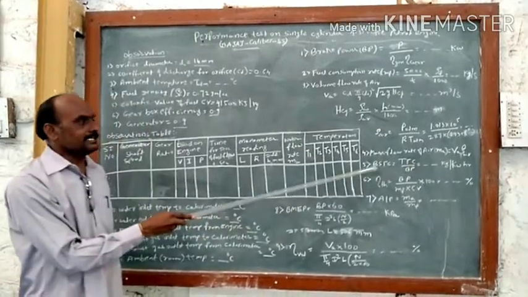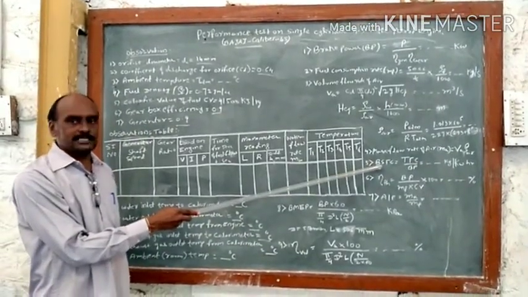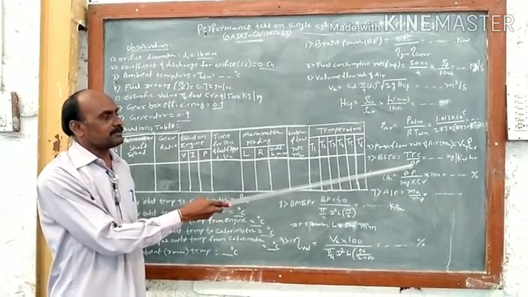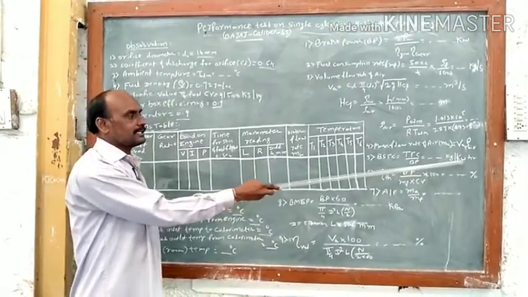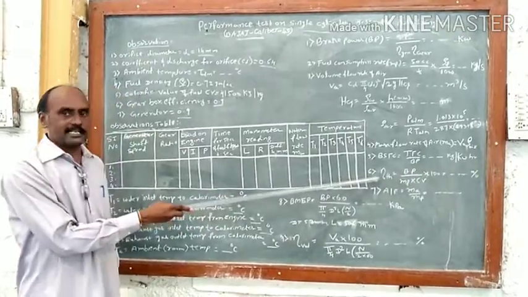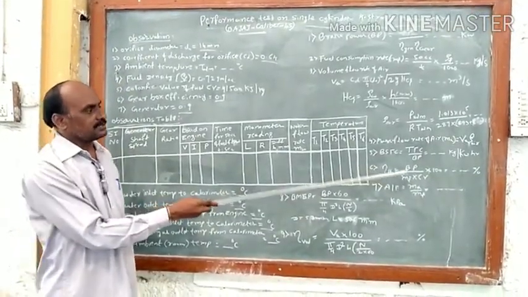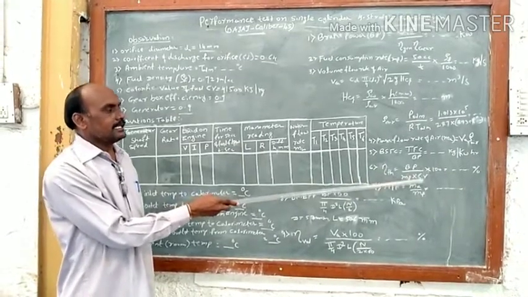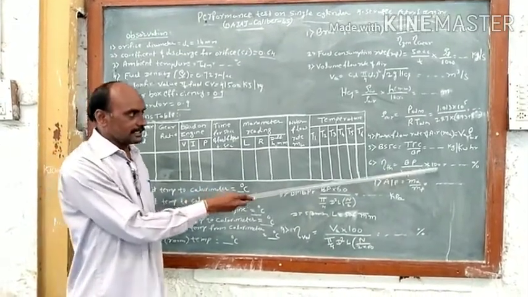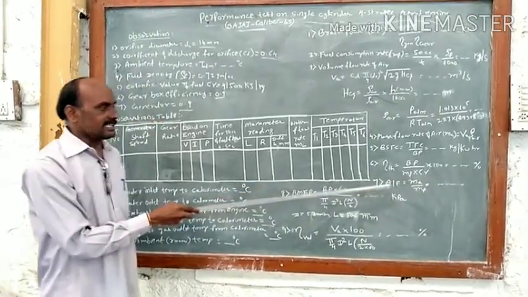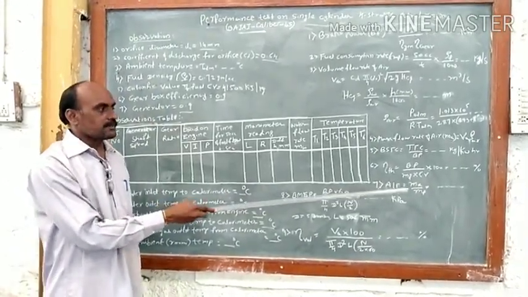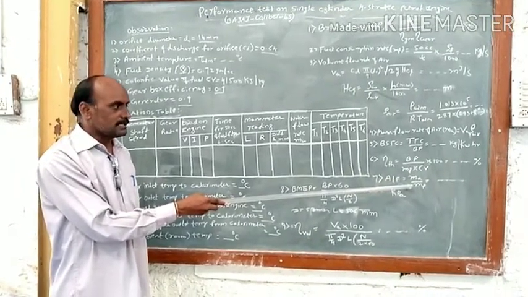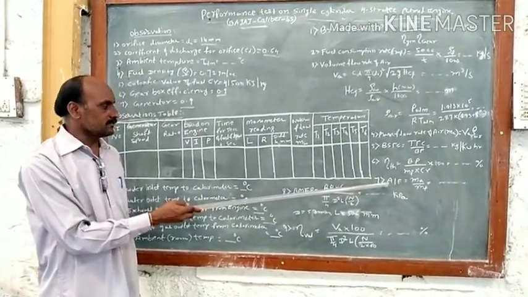We can calculate the brake specific fuel consumption if you know the total fuel consumption and the brake power. It will be in kg per kilowatt hour. Similarly, we can calculate the thermal efficiency by using the values of brake power, mass of the fuel consumed and the calorific value of the fuel, in terms of percentage. And we can calculate the air fuel ratio by knowing the mass of the air consumption and mass of the fuel consumed per unit time.